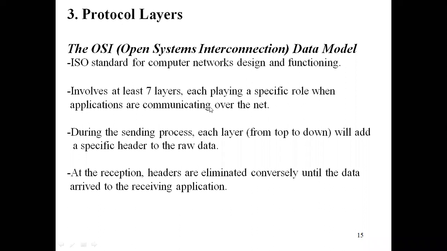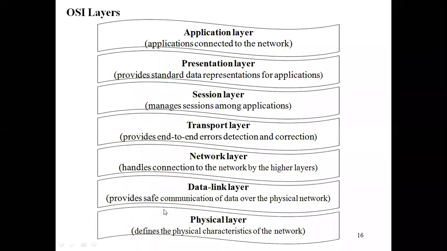When applications are connected over the network, during the sending process, each layer from top to bottom adds a specific header to the raw data, and at reception, the headers are eliminated conversely until the data arrives at the receiving application. This is the layer architecture of OSI: application, presentation, session, transport layer, network layer, data link layer, and physical layer.